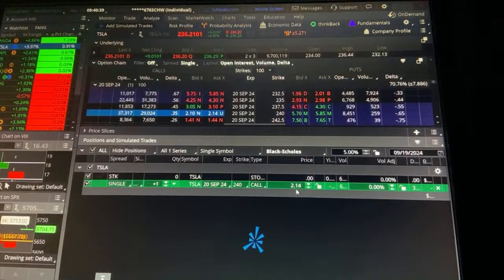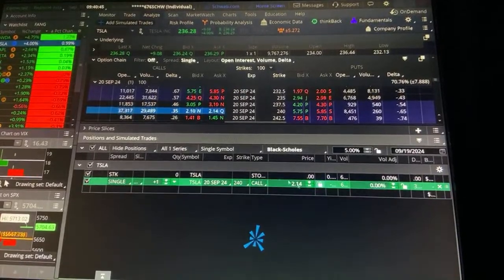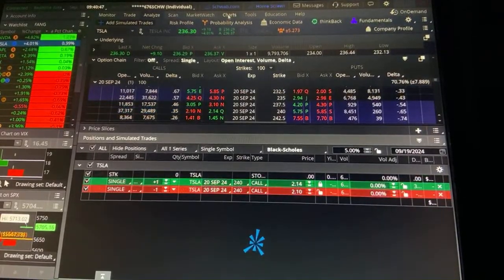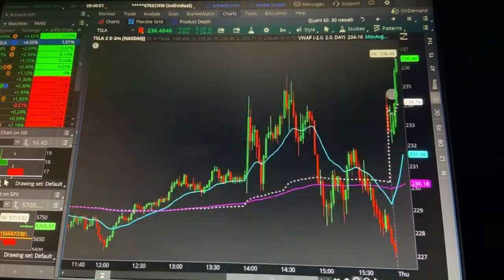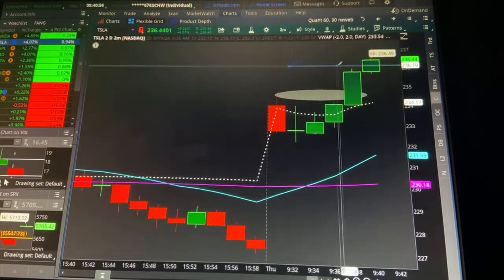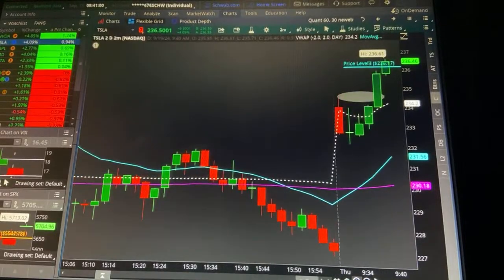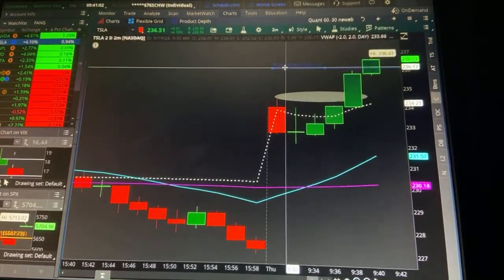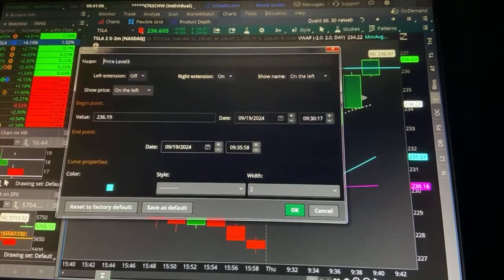So a good analogy I like to give here, for the sake of time, as I'm getting long Tesla, long call here, got filled at 214 on the 240 strike. The analogy that I like to give is, you want to buy a house, right? You're on the market for buying a house, and there's a lot of houses for sale out there, but you have a certain location that you want to be in or around.